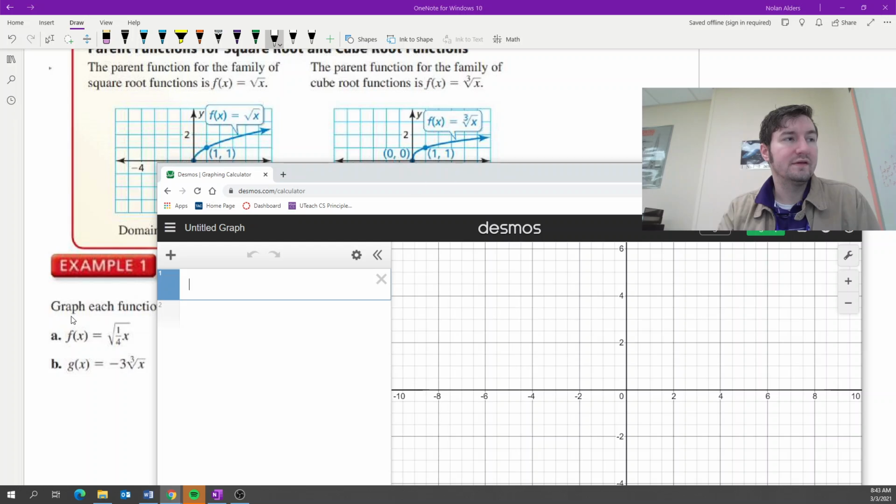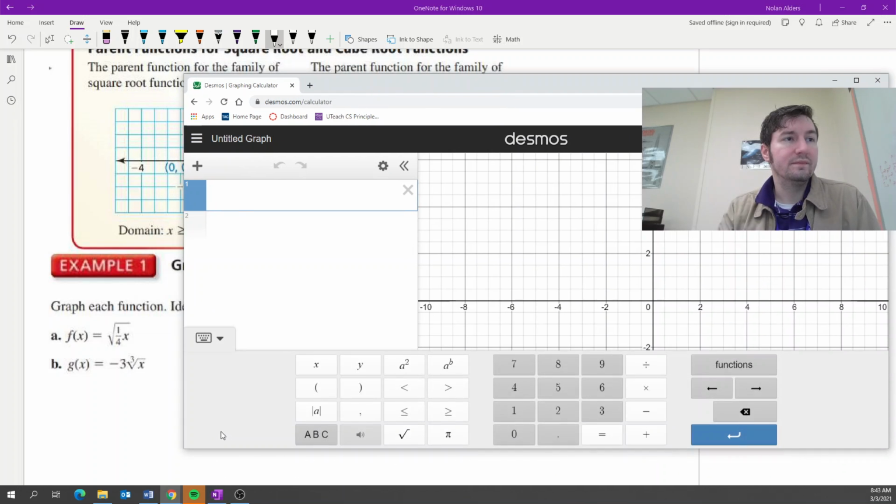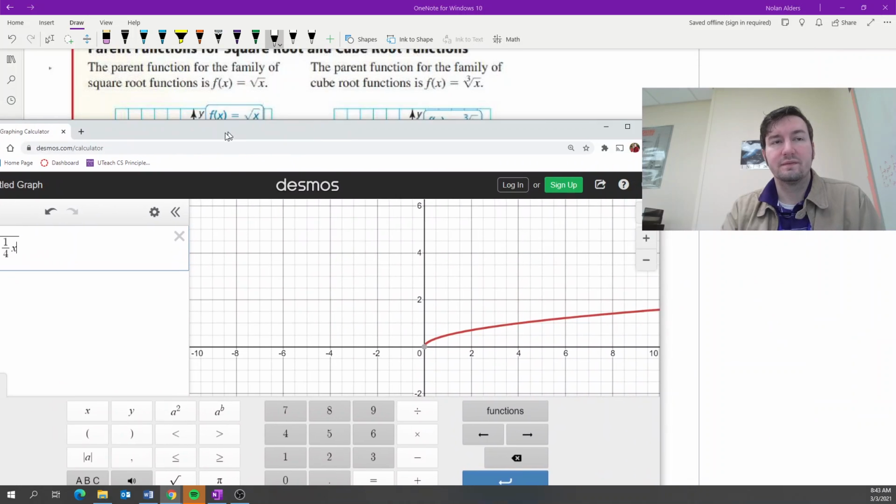So let's type in this first function, and we can type those roots in using our little calculator down here. So we can say square root of 1/4 x, and you can see what the function looks like.